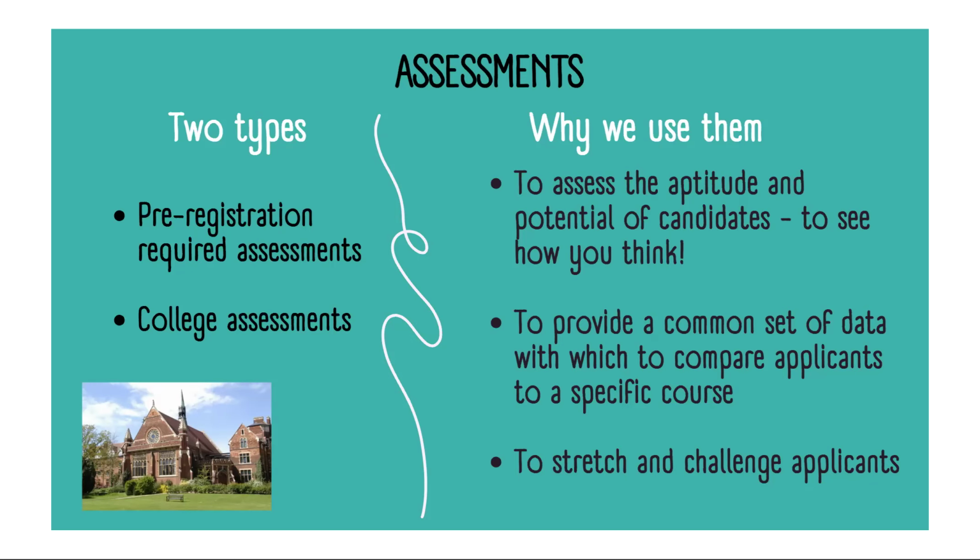The second type are college assessments. So these are specific to the college that you have chosen or that you've been allocated. And that means that you might not get that assessment depending on which college your application has gone to. And they will be specific, and you can find online usually which colleges will have an assessment for a particular subject. This might be in addition to the pre-registration required assessment, but typically it is instead. So it's for subjects that don't have that pre-registration required assessment.